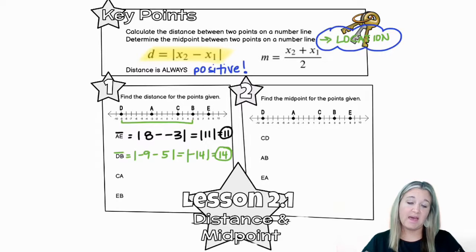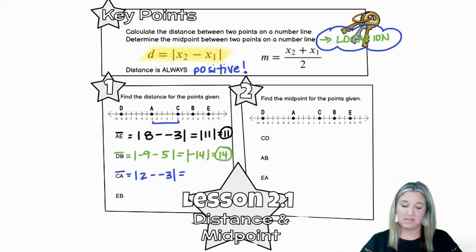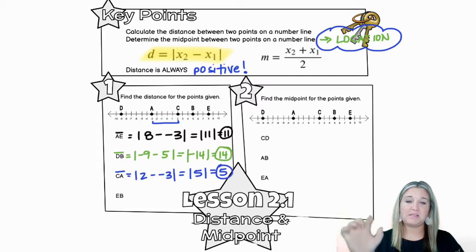And then we're looking at CA. From A to C or C to A doesn't really matter. So I'm going to have the absolute value of 2 minus negative 3. That distance is going to be the absolute value of 5, always positive. So the space between those two, or the length of that segment, is going to be 5.